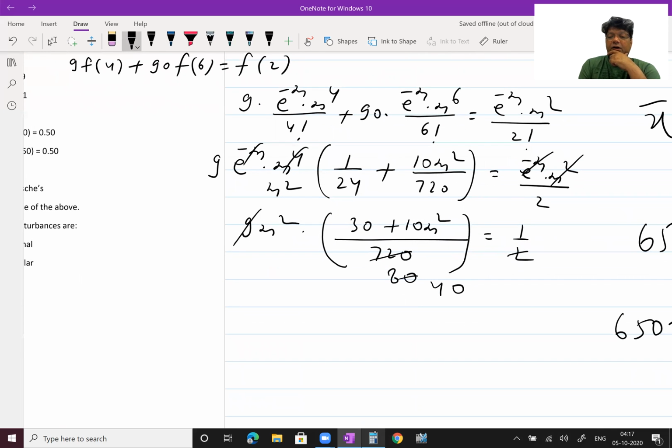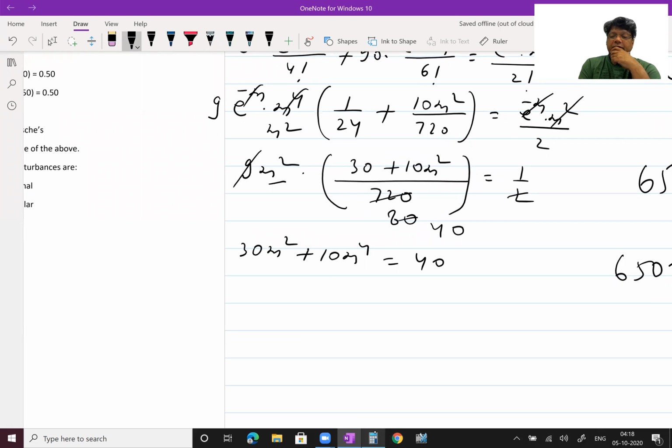So now if I cross multiply, I'll multiply the left side, it will be 30 m square plus 10 m4. Guys, taking this m square inside the bracket and cross multiplying is equal to 40. So if I cancel both sides by 10, it is 3m square plus m4 is equal to 4. Middle term factor, guys. So m4 plus 3m square minus 4 is equal to 0.